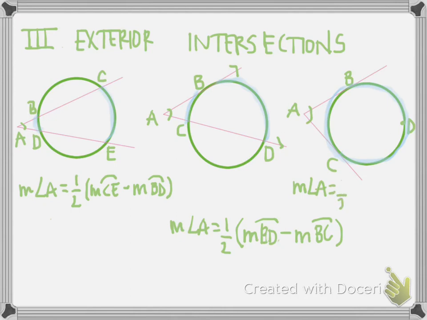So 1/2 the measure of the arc BDC minus the measure of the arc BC. Okay? Okay, let's do an example here.